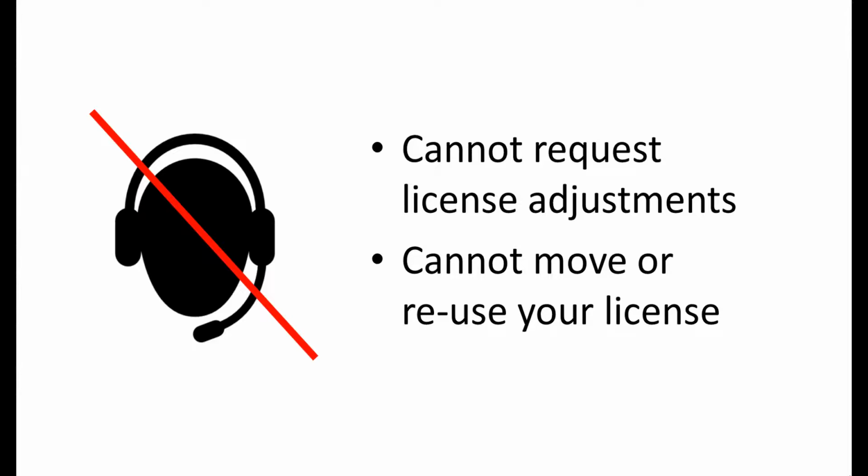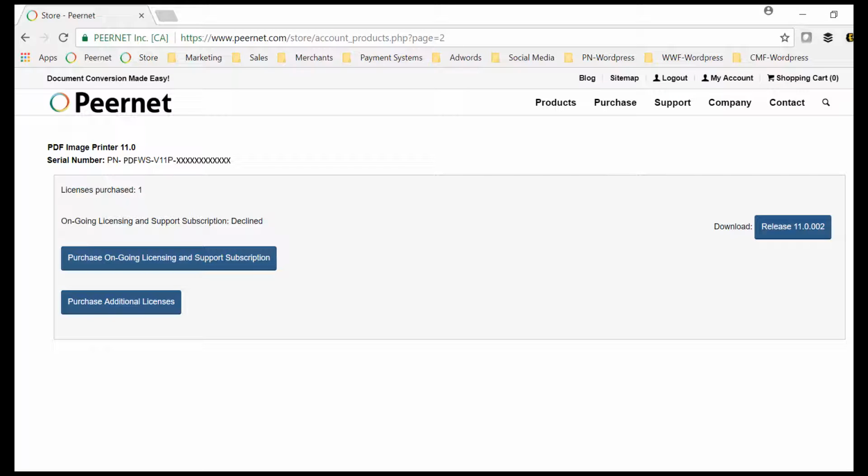If the computer you licensed ever crashes or needs an operating system upgrade or re-imaging, you will have to purchase a new license. You can add the ongoing licensing and support subscription when you have the current version. To add the ongoing licensing and support subscription, go to your online account and select Purchase Ongoing Licensing and Support Subscription. The subscription will be added for a term of 1 year.